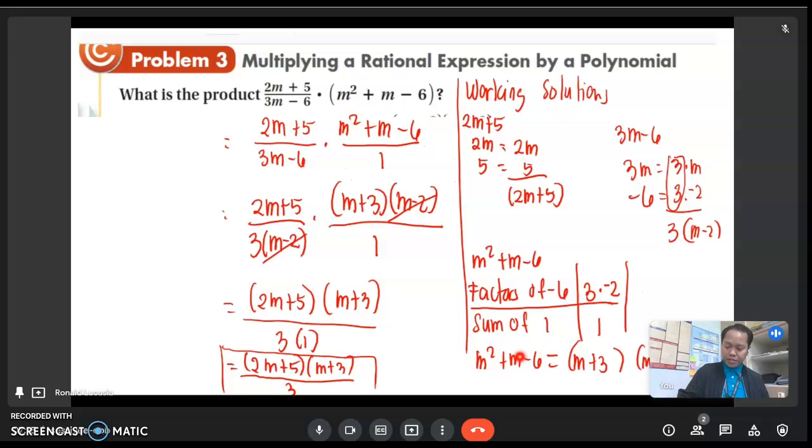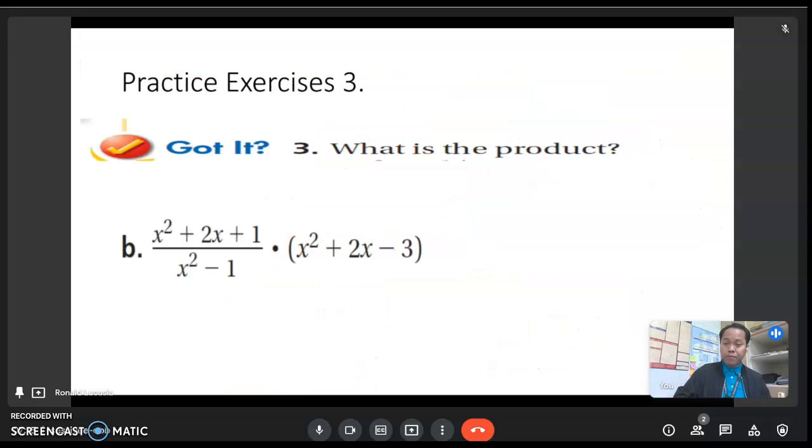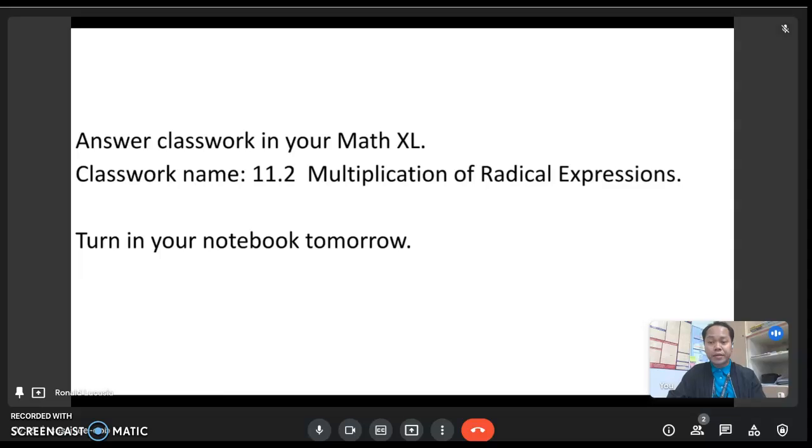Okay, so you can try the example or practice exercises number 3. And afterwards, you can start working on your classwork in your Math Excel, multiplication of radical expressions, and do not forget to turn in your notebook tomorrow.